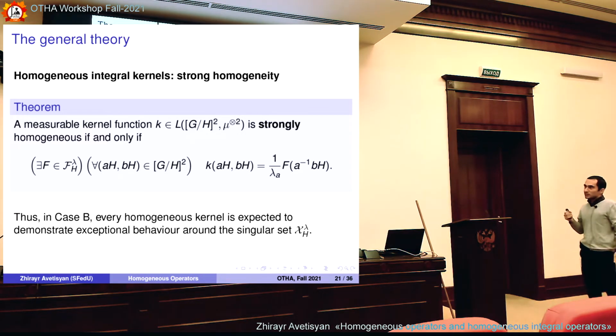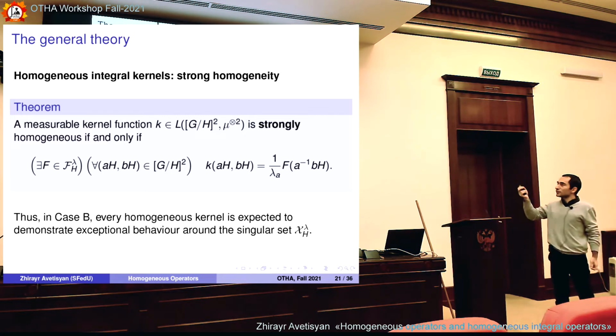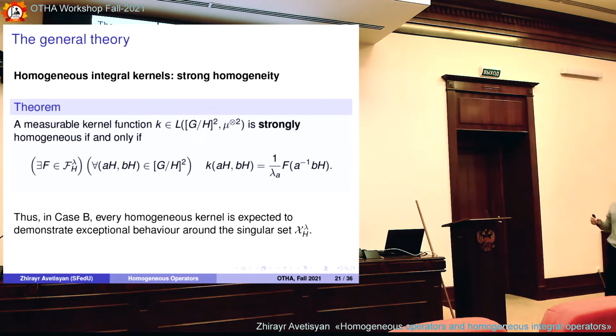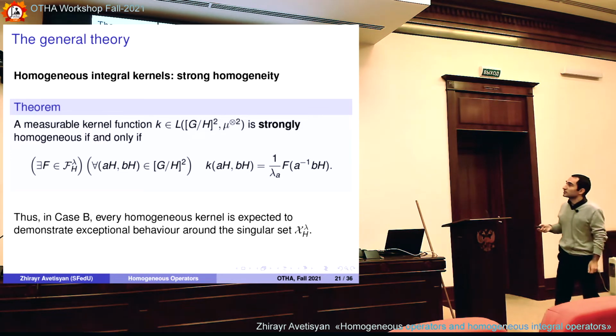So what does this give us? It says strongly homogeneous kernels are in bijective correspondence with functions from curly F, but functions from curly F were in bijective correspondence with sections in that bundle tau. So you have a parametrization, if you wish, of all strongly homogeneous kernels in terms of sections in a given geometrically constructed bundle. So this also shows, because as we said, the functions F are expected to be singular on this bad set curly X, that kernels given by those functions will also be singular exactly on that set.